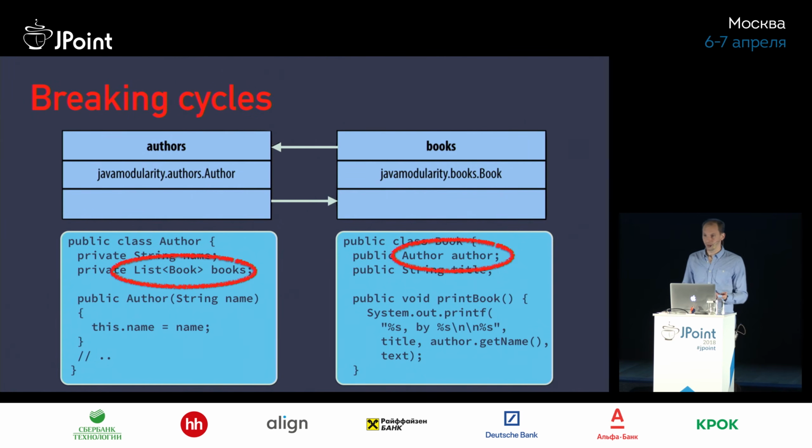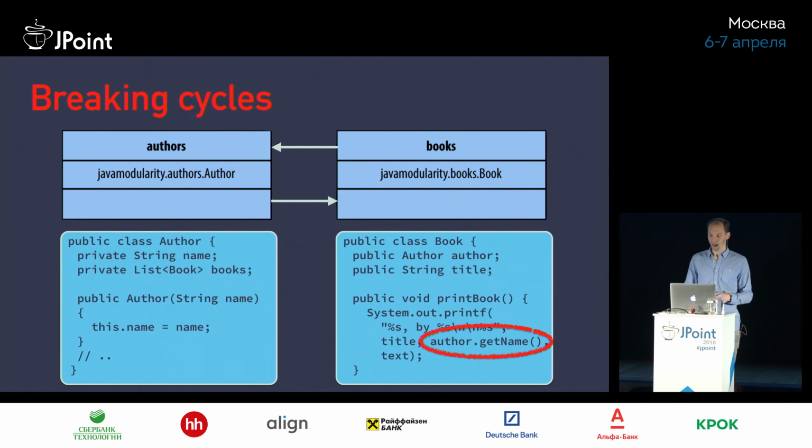Now, breaking the cycle is not something that can be done automatically for you. This is really about design of your code. And again, you need to think about this yourself. Well, in this case, if we reason about why the cyclic dependency exists, we can see that in the print book method, we're actually using this author to get the name to print it. And this is the only thing that we do from the book perspective with an author.